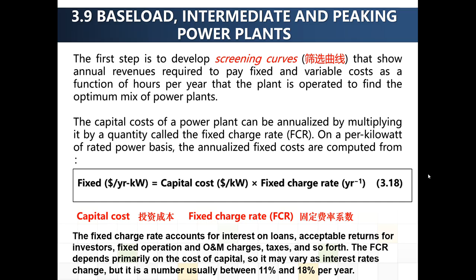Equation 3.18 shows the annual fixed cost computation equation on a per kilowatt of rated power basis. So the fixed cost is equal to the capital cost multiplied by the fixed charge rate. This has been converted into a per kilowatt basis.